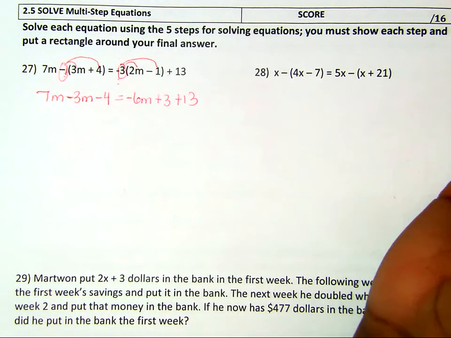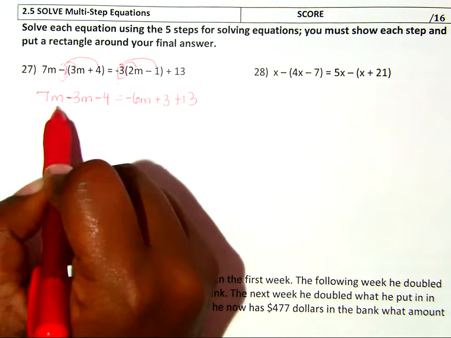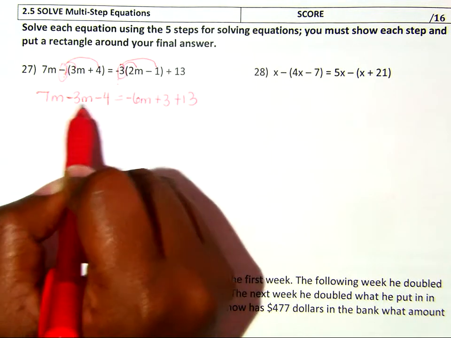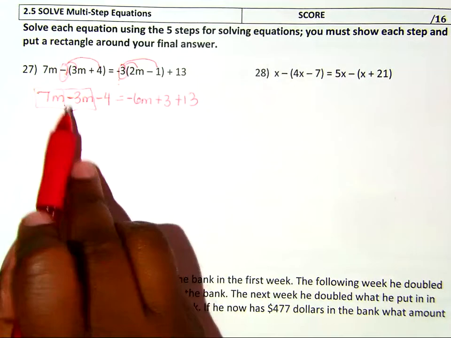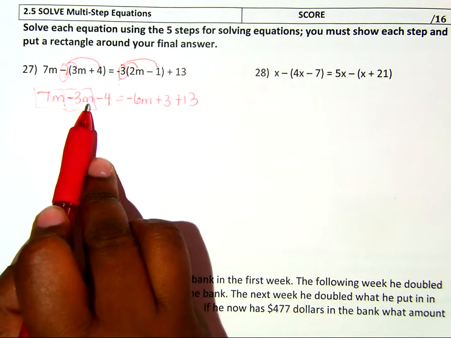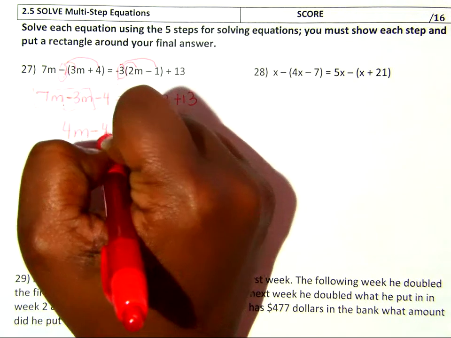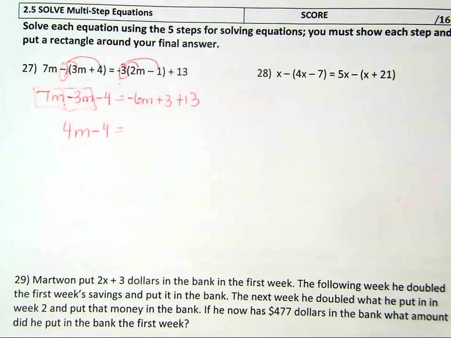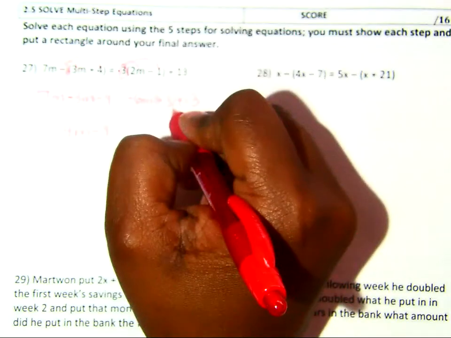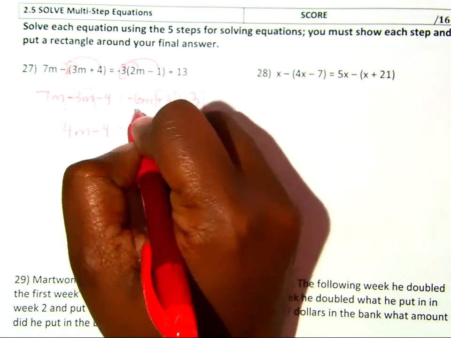Well, I got a positive 7m and a -3m. I can combine these, okay? I'm going to put a box here and then a box around here. Remember to keep the sign with the numbers in front of. So 7m minus 3m is 4m. Bring down my minus 4. Equals, can I combine anything on this side? Well, I have a plus 3 and a plus 13. So plus 3 plus 13. I want to bring my -6m down, and this is plus 16.